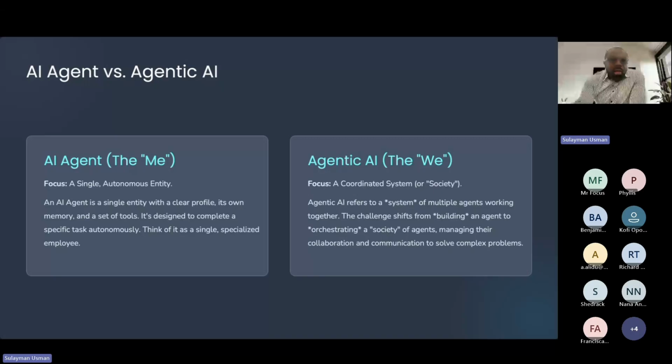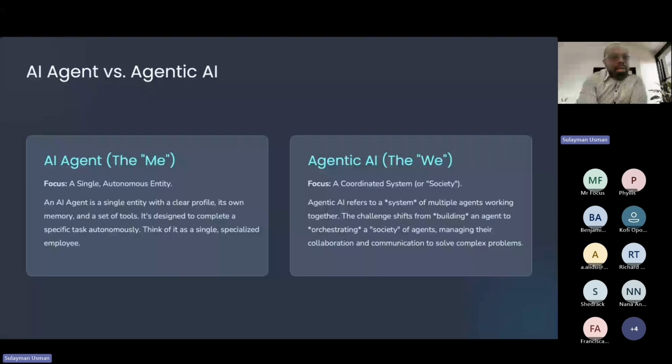Now, what are the major differences between the AI agent and agentic AI, the me and the we? The AI agent is called the me because it's single. An AI agent is a single entity with a clear profile, its own memory, and a set of tools. It's designed to complete a specific task autonomously. Think of it as a single specialized employee.